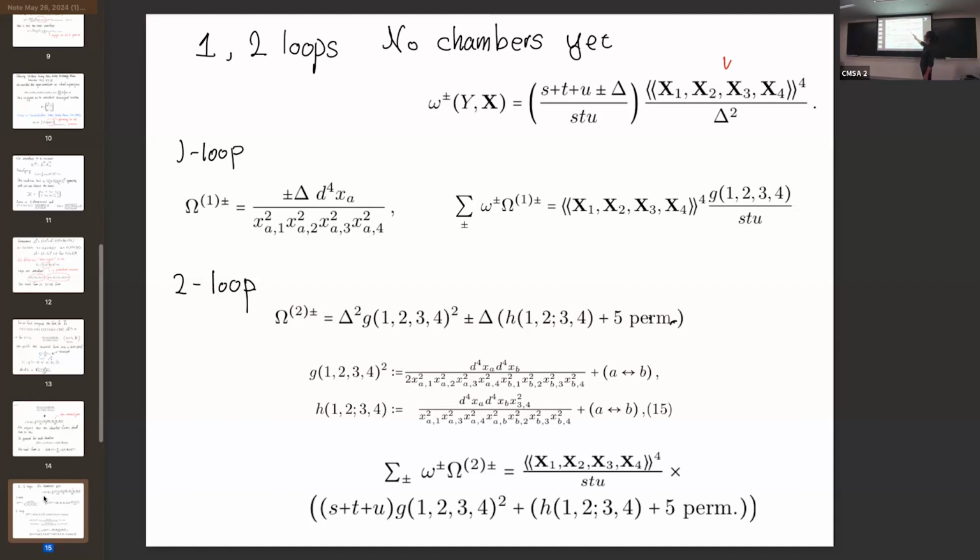At 2 loop, it's the same. There's no chambers again. So the 2 loop form, I just directly compute across the entire Tn. The 2 loop form is the same across. So you just have one object here. Now it's 2 integrals. So you can write this as the square of 1 loop, whereas this is essentially the 2 loop double box integral. And then you take the 2 loop form, you multiply by the tree chamber form, and you get exactly the correct 2 loop answer.